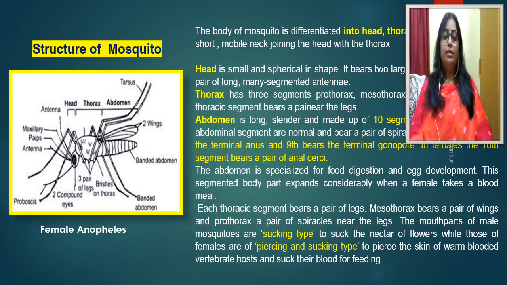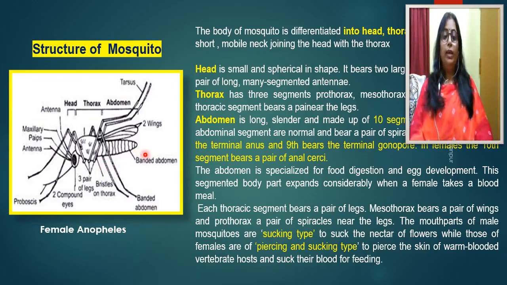Now, here we discuss the structure of mosquito. The whole body of mosquito is divisible into three parts: head, thorax, and abdomen. Head is small and spherical in shape. It bears large compound eyes and a pair of segmented antennae. Thorax is further divisible into three parts: prothorax, mesothorax, and metathorax.